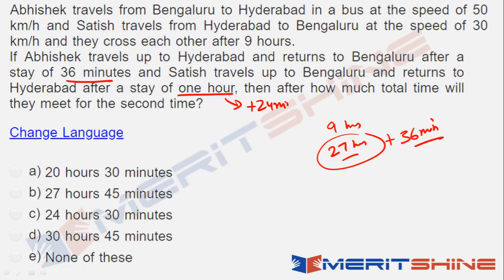This 24 minutes would be compensated by both of them together. When both of them together cover for this deficiency of 24 minutes, they will just take 9 minutes because the speed increases. They are traveling towards each other. So this 24 minutes would now be covered in 9 minutes. So another 9 minutes added to it. So it means what? 27 hours 45 minutes. This becomes your answer here.